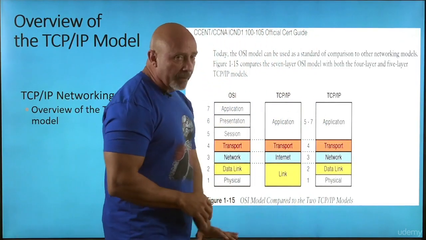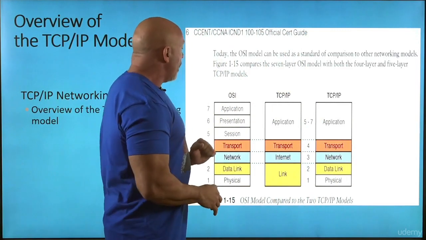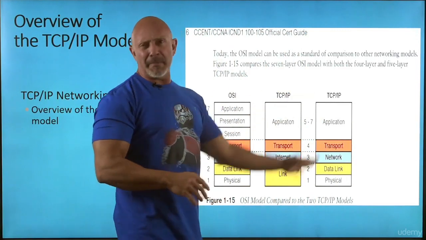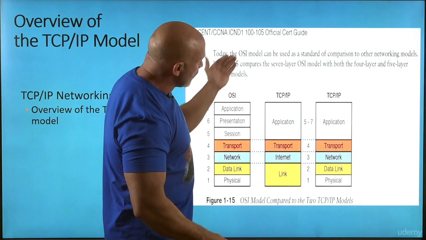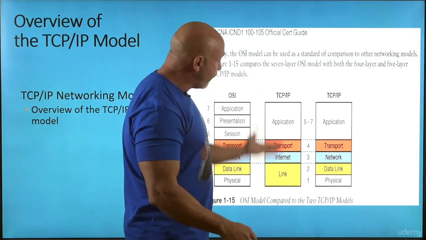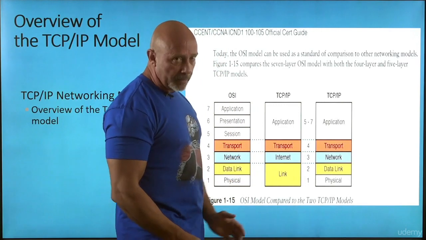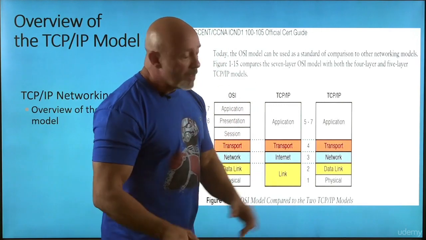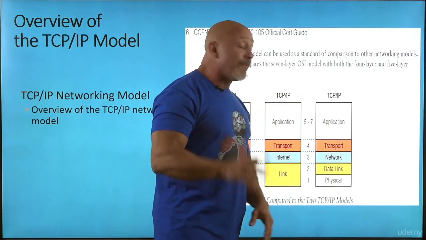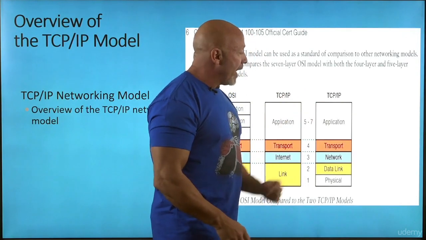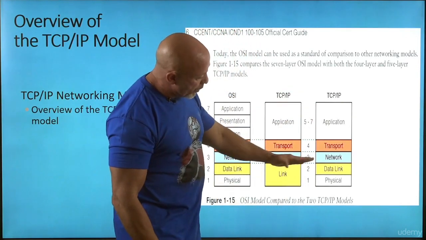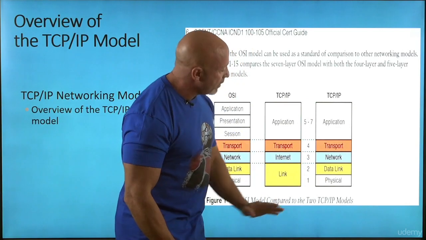Here we have a nice little diagram. Obviously, I took this from them. All right, we have the OSI, the TCP/IP, and TCP/IP again, because this is the original. There's 4 layers: the application, transport, internet, and link. But now Cisco is using a 5-layer TCP/IP model: application, transport, network, data link, and physical.